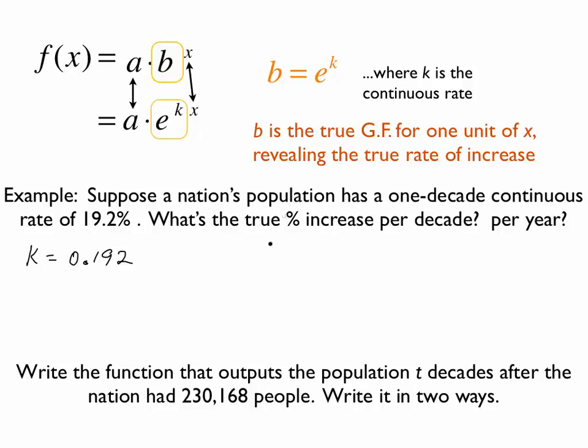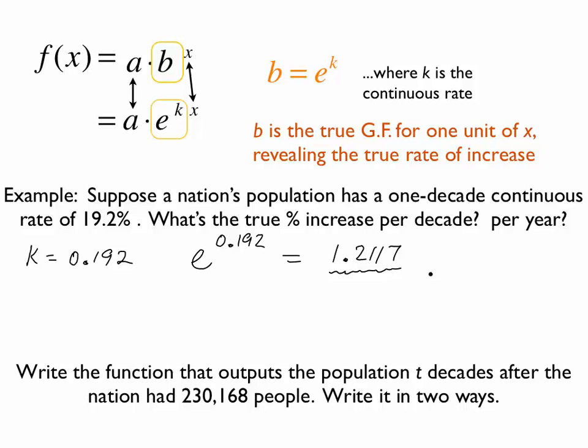Keep going. You do e to the k. Yes, per decade. Yeah, everything's in decades. Did I say year? Sorry, everything's in decades. And what did you get? Oh, I got 1.2117. Okay, and how does that help? What is that number? What does that mean?